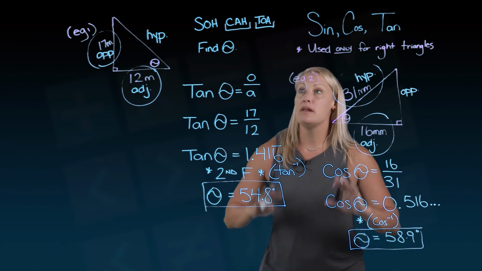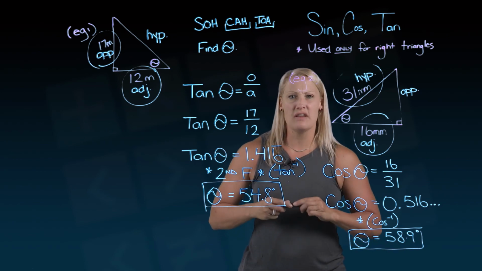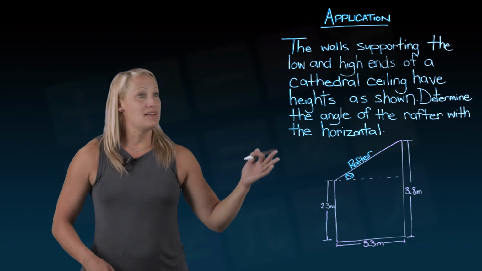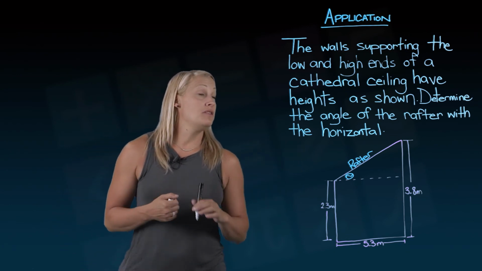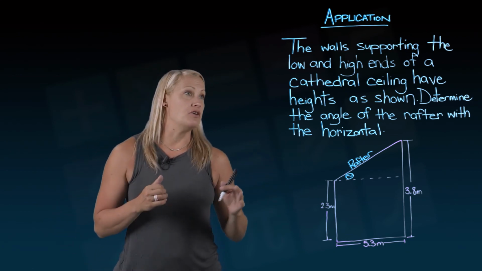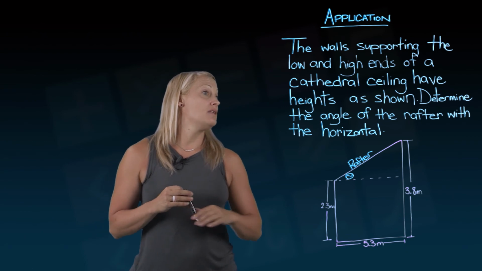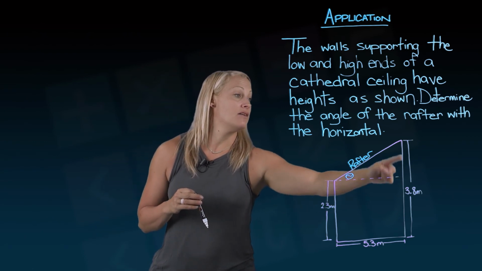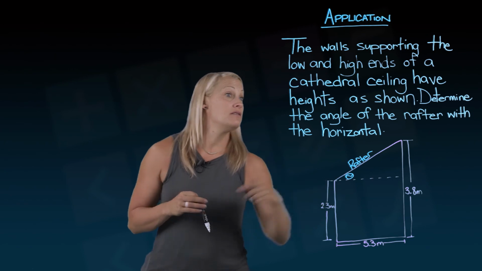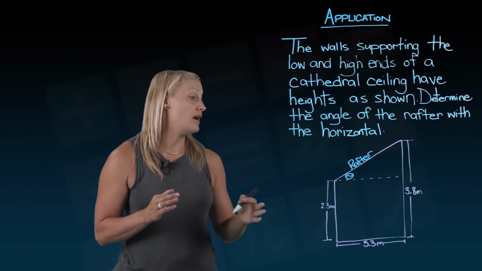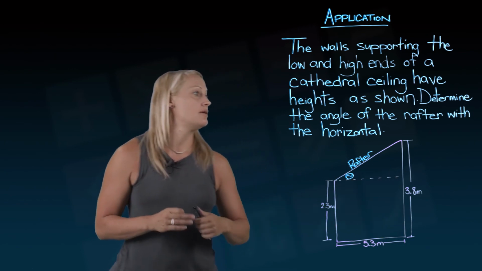So why don't I take a minute, clear some space here, and let's take a look at an application question. All right, guys, I'm back, this time with an application question. So let's read this through together, and then we'll talk about how we're going to solve it. The walls supporting the low and high end of the cathedral ceiling have heights as shown. You can see them written there.